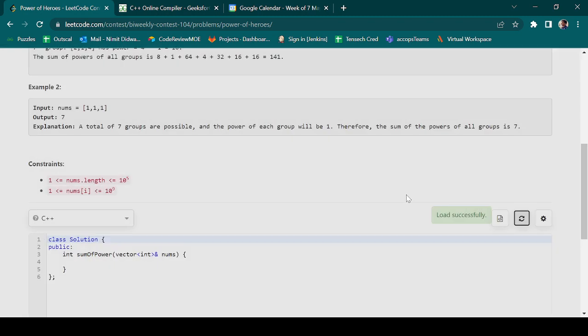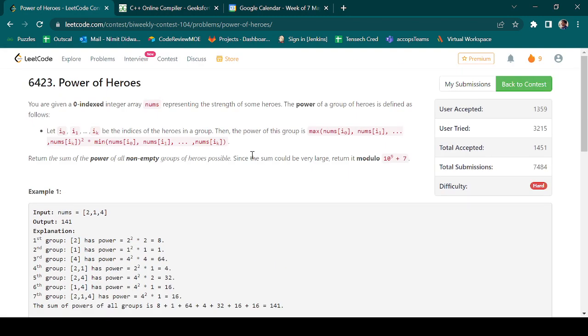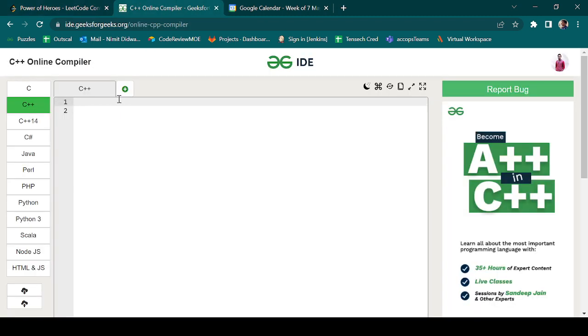So let's analyze the problem. Let's say there is a vector 2, 4, 1, 7, 8. Let's say this is the vector given to us, and we want to find the power of all the groups, of all the non-empty groups to be specific.